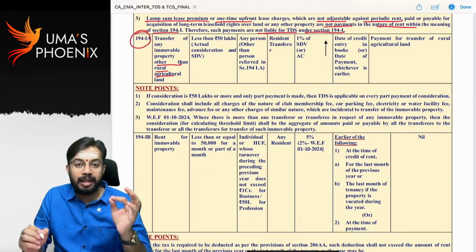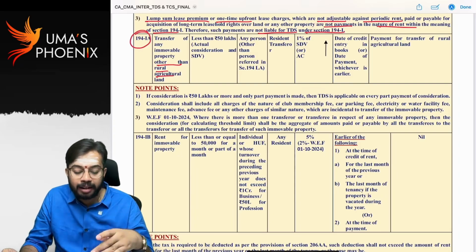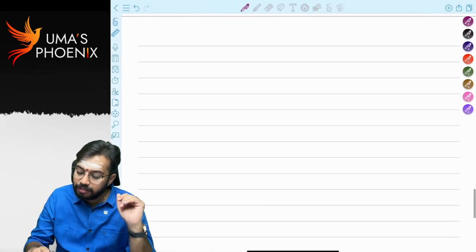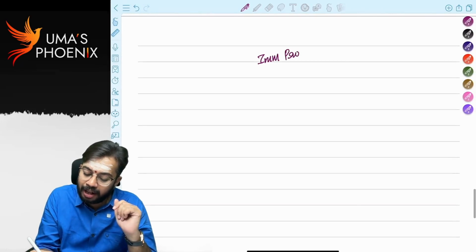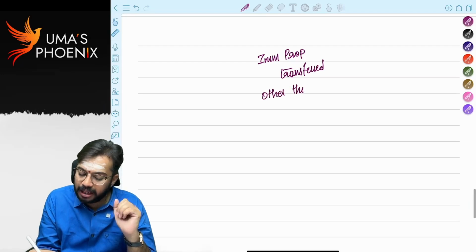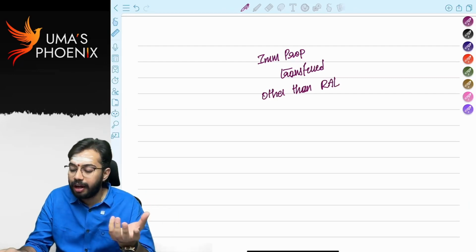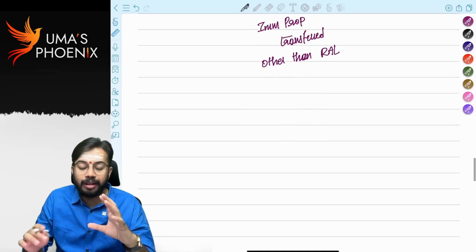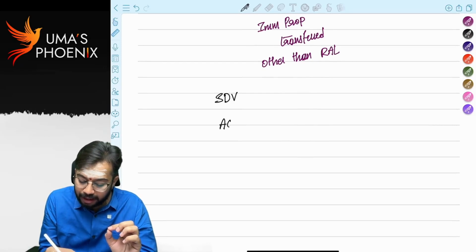Next. Transfer of immovable property other than rural agricultural land. 194IA, very important. Please listen. This section has more practical utility. In practice, under this section, many clients will come to us. Okay, so listen. Whenever immovable property is transferred, other than rural agricultural land, that means whenever land is transferred or building is transferred, or house property is transferred, first you have to take stamp duty value, you have to take actual consideration.